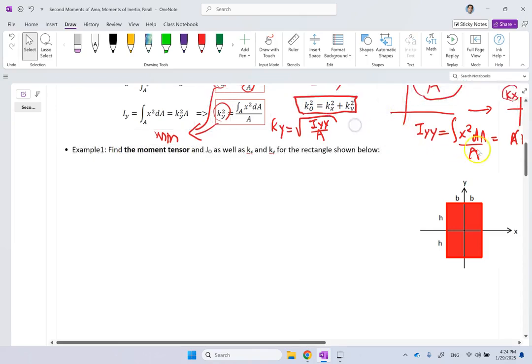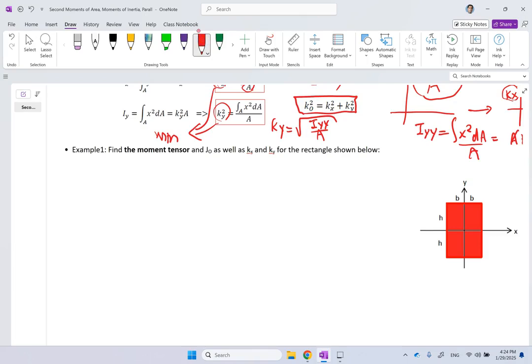When I say the moment tensor, or the moment matrix as you might call it, it is a matrix formed by these components. So the moment matrix, in this case, since it's a 2D example, is going to be Ixx, Ixy, Iyx, and Iyy. It's a 2x2 matrix. In 3D there is a z, so it's going to be 3x3. But this is called the moment matrix or the moment tensor.